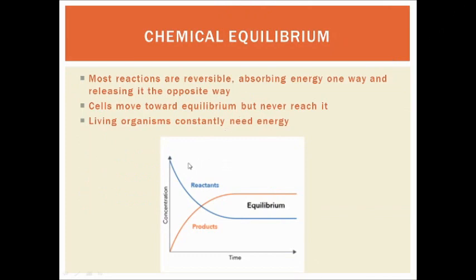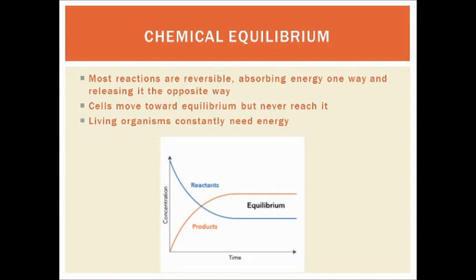So, in chemical equilibrium, we think about these chemical reactions that are happening in our bodies, and most of them are reversible, where some of the monomers can become the polymers, and the polymers can become the monomers. They can go both ways, absorbing energy one way and releasing it the opposite way. It's not usually just an irreversible reaction proceeding in one direction only. So cells will move toward equilibrium, but they'll never reach it because we as living organisms are open systems. So we always have things entering and exiting our systems.